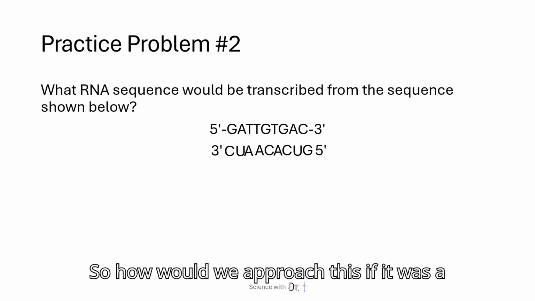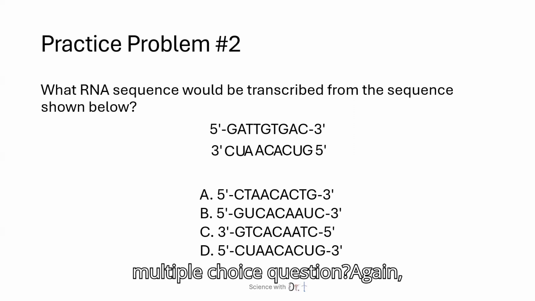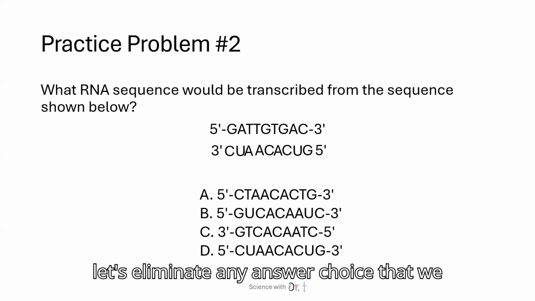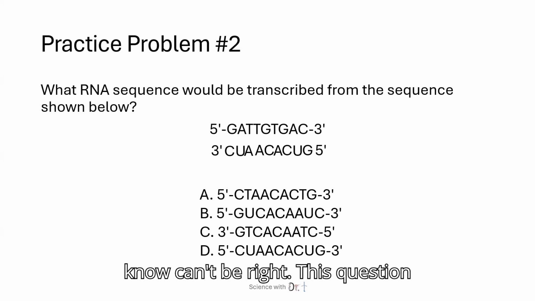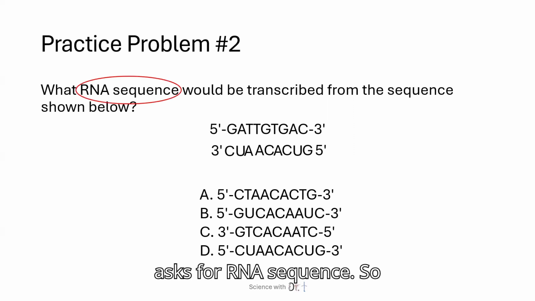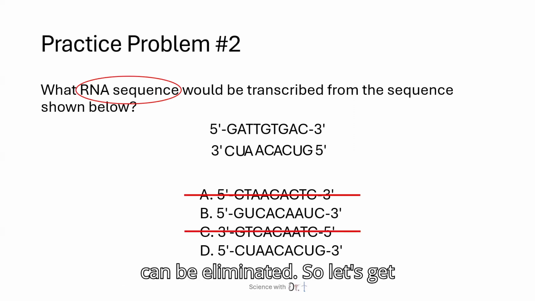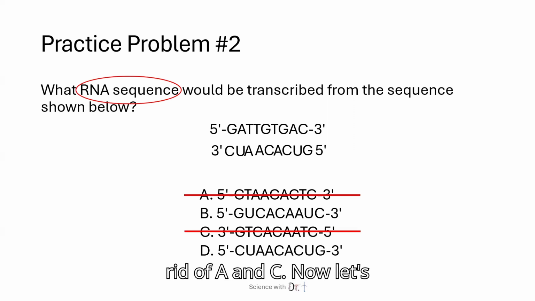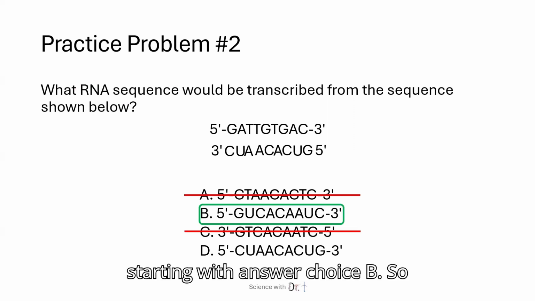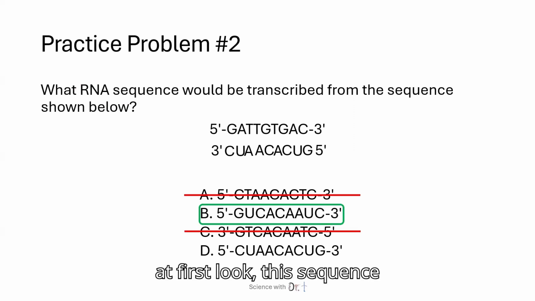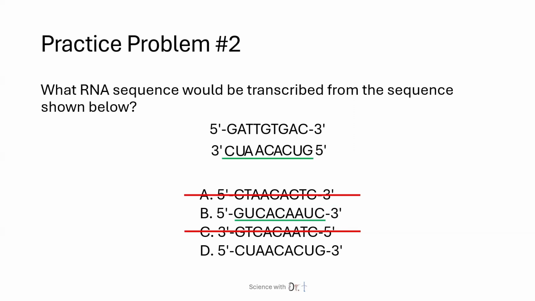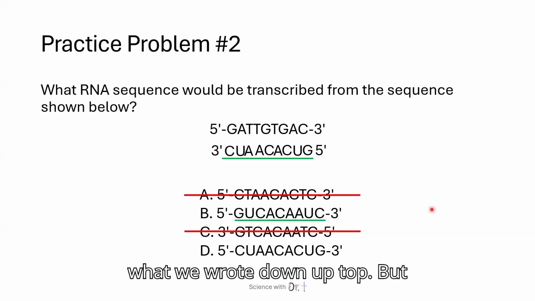So how would we approach this if it was a multiple choice question? Again, let's eliminate any answer choice that we know can't be right. This question asks for RNA sequence. So any answers with T's would be DNA and can be eliminated. So let's get rid of A and C. Now let's check the remaining choices, starting with answer choice B. So at first look, this sequence looks like it doesn't match what we wrote down up top.